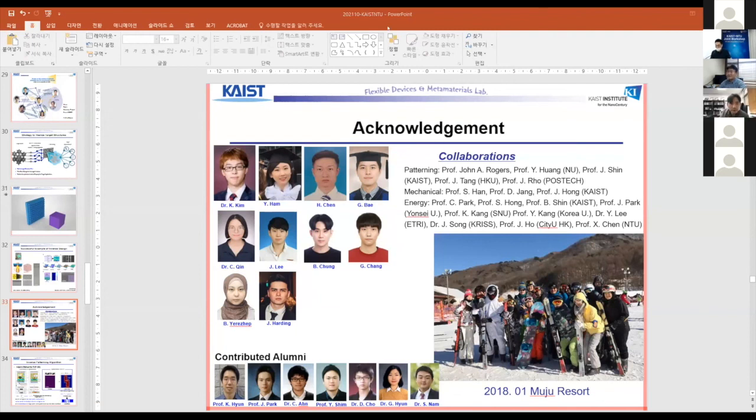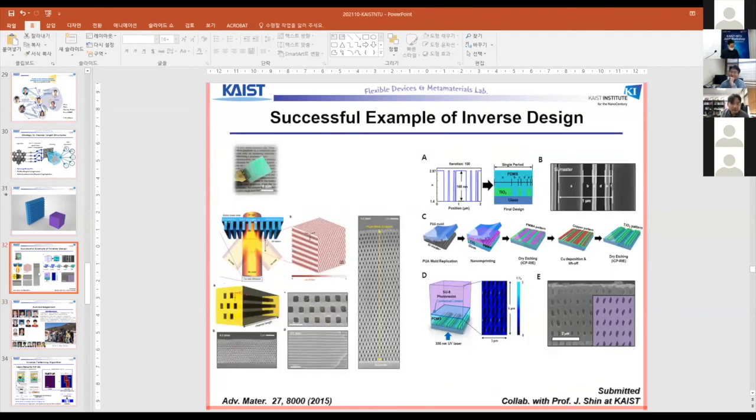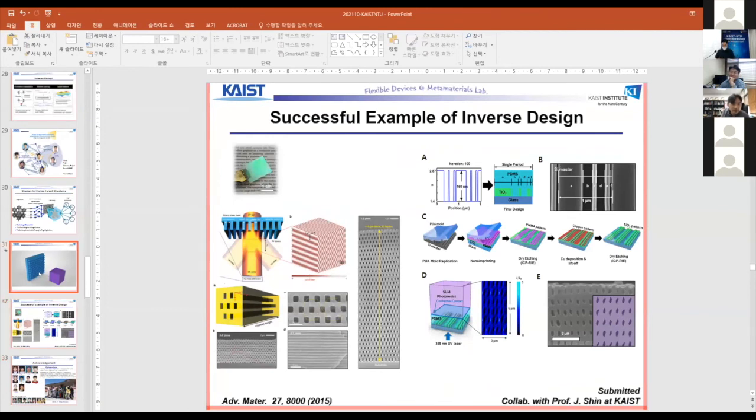I have a quick question. Very nice talk, Professor Jeon. Can you elaborate on this inverse design of your mask to create a pattern that you want to have? That was the slide of the motif.